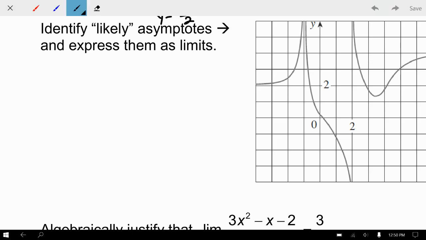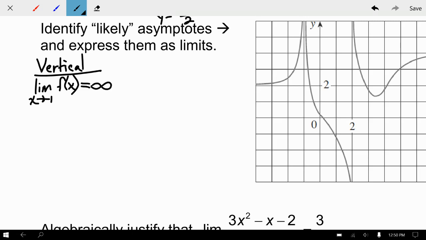So this is something that's going to be a little bit new. What I want to do is explain, or justify, my vertical asymptotes by using limits. So for example, the limit as x approaches -1. Okay, so we know there's a vertical asymptote there. So the limit of that function as x approaches -1 would be infinity.